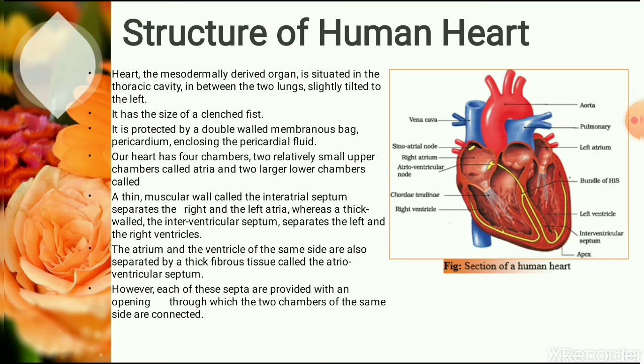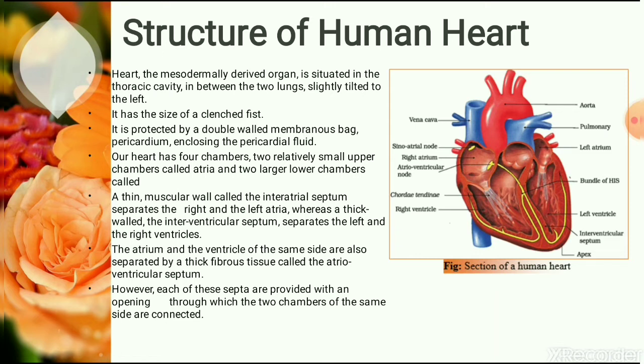Our heart has four chambers: two relatively small upper chambers called atria or auricles, and two larger lower chambers called ventricles. A thin muscular wall called the interatrial septum divides the atrium into two parts, left and right atrium, while the ventricles are further divided into two parts by the formation of the interventricular septum.